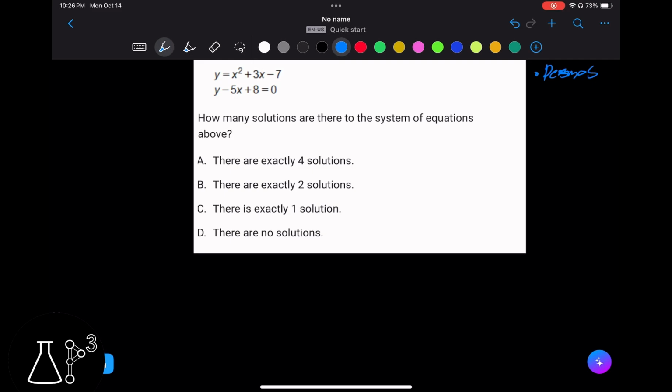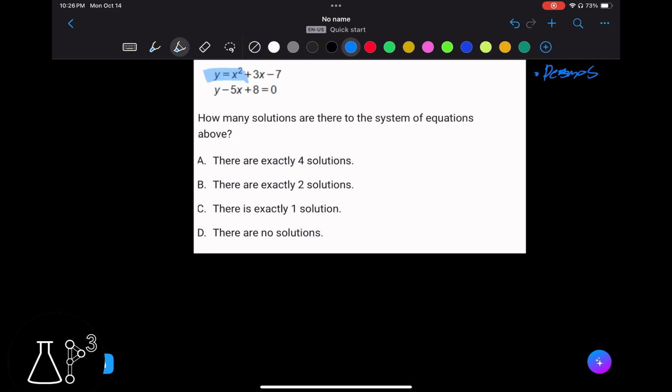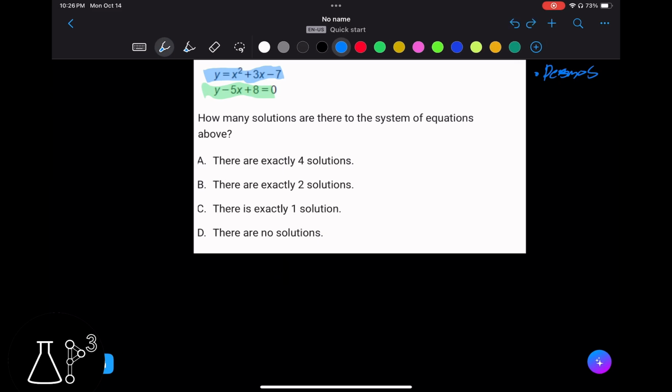Okay, so I'm given two equations. I'm given y equals x squared plus 3x minus 7, and I am given y minus 5x plus 8 equals 0. So I'm going to rewrite what's in blue. So y equals x squared plus 3x minus 7. And I'm going to rewrite what's in green, but I'm going to solve for y, which would equal y equals 5x minus 8. So I'm going to plug that into the blue equation to get 0 equals a quadratic equation.